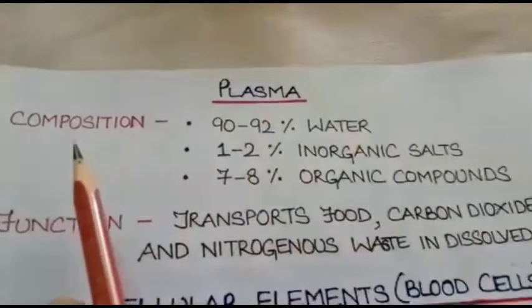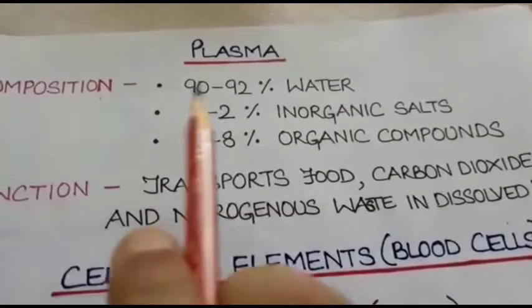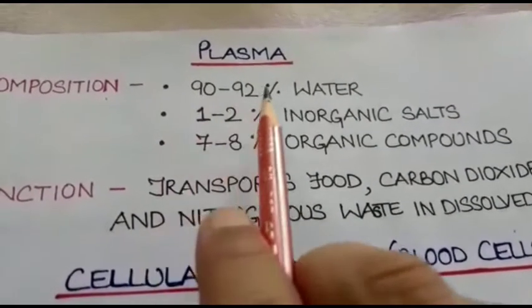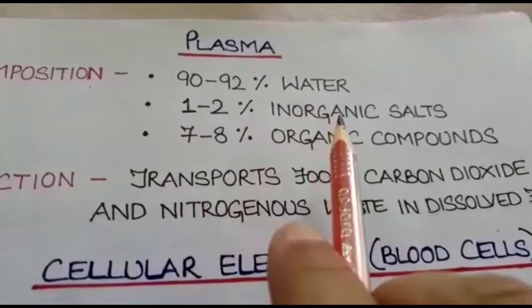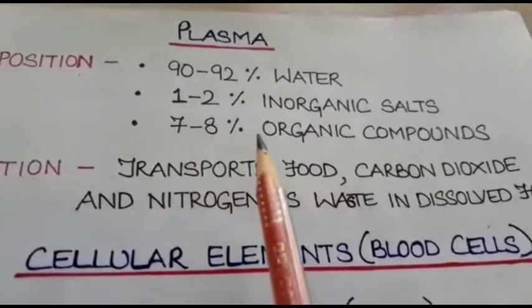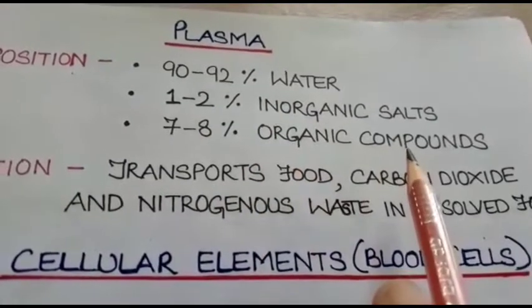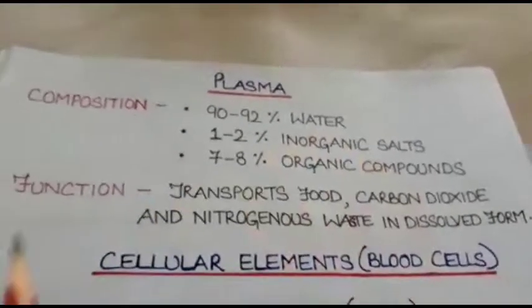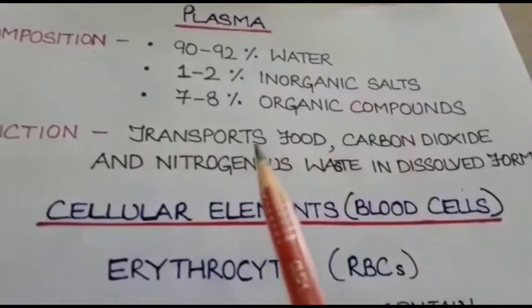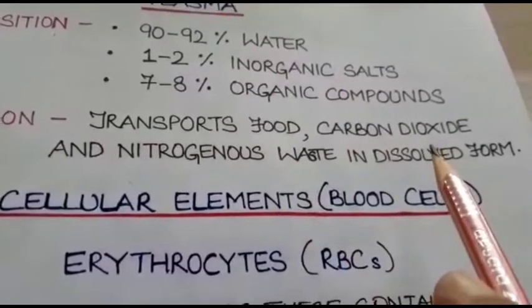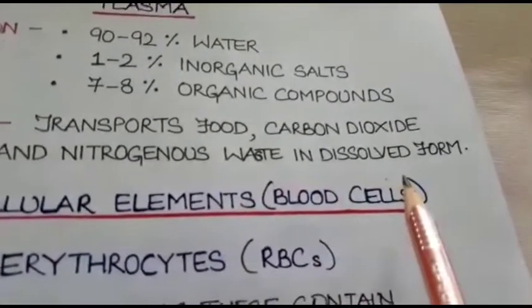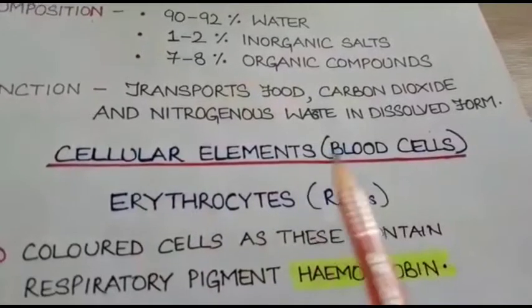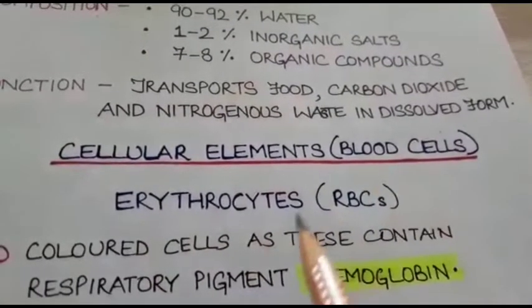Plasma. The composition of plasma is, it contains 90 to 92% water, 1 to 2% inorganic salts, and 7 to 8% of organic compounds. And the function of plasma is to transport food, carbon dioxide, and nitrogenous waste in the dissolved form. Now next is the cellular components, that is the blood cells. Let us take them one by one.